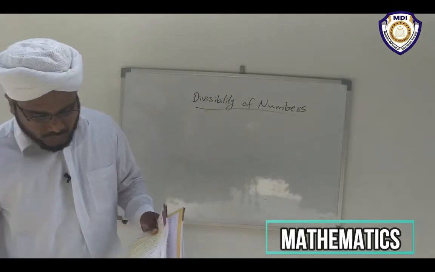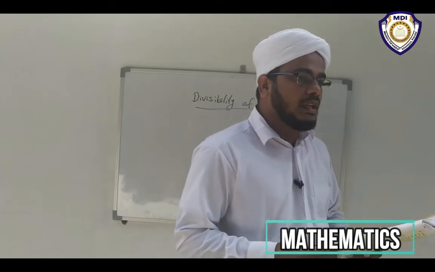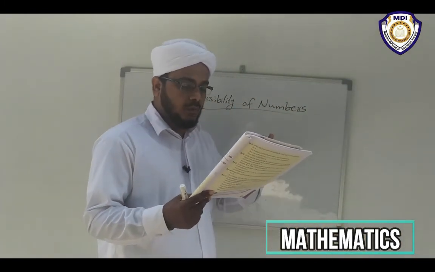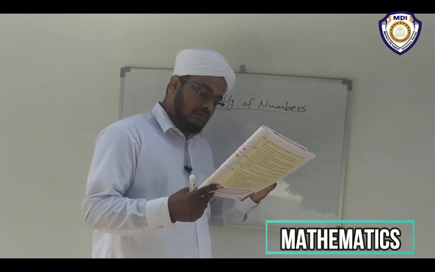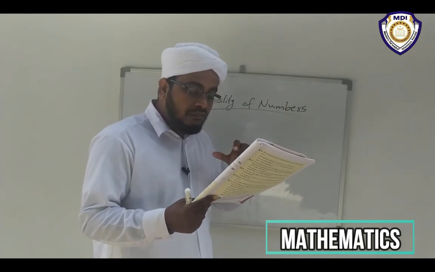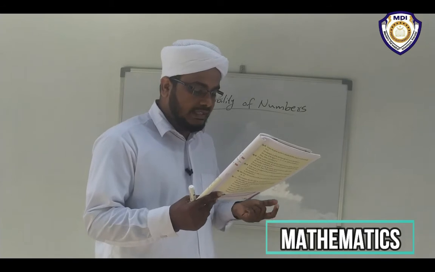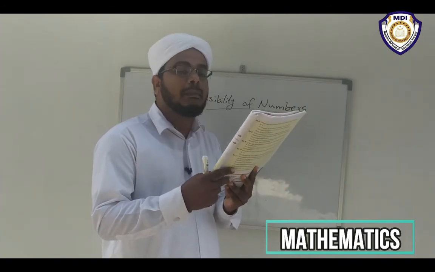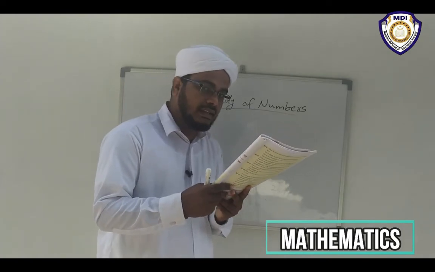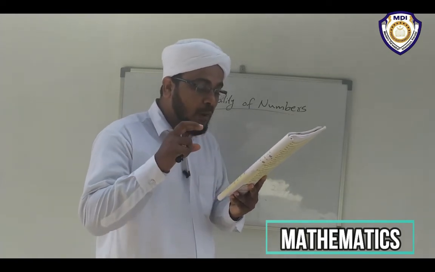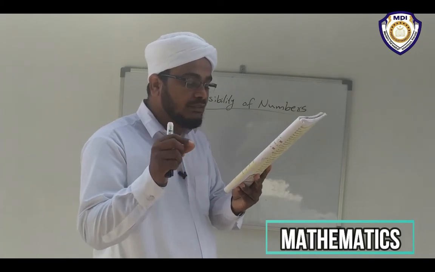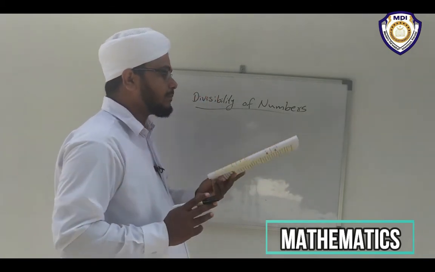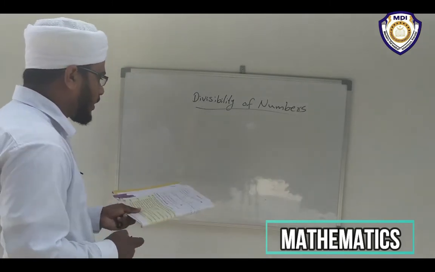Then next one, divisibility by 3. Let us read: when the sum of the digits of a given number is divisible by 3, then the number is divisible by 3. Please listen here. When the sum of the digits of a given number is divisible by 3, then the number is divisible by 3.